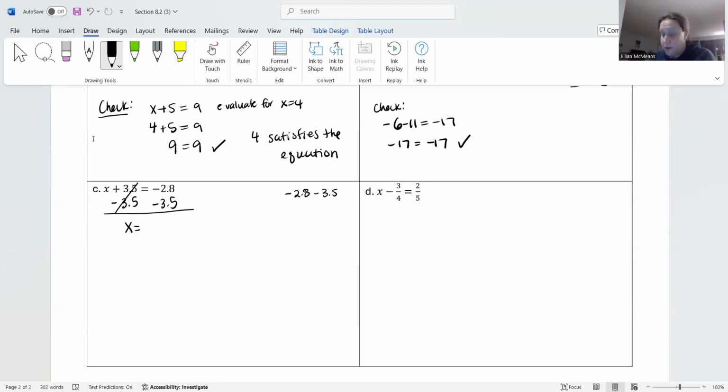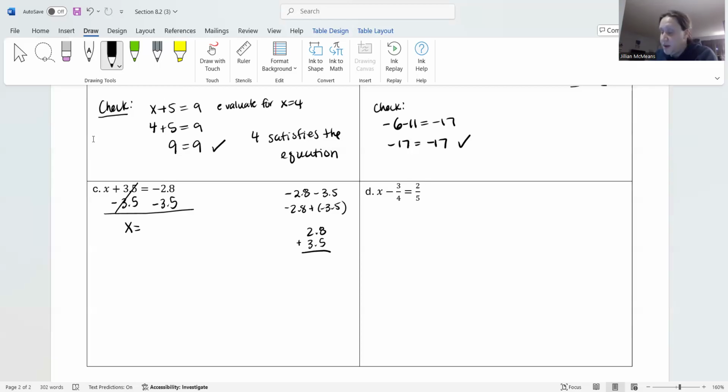Now, if you need to, you can rewrite this as addition. So this is negative 2.8 plus negative 3.5. And then if you want to, you can do your side work. When you add two numbers that have the same sign, you literally add, just keep whatever the sign is. And with addition of decimals, you want to line up your decimal points.